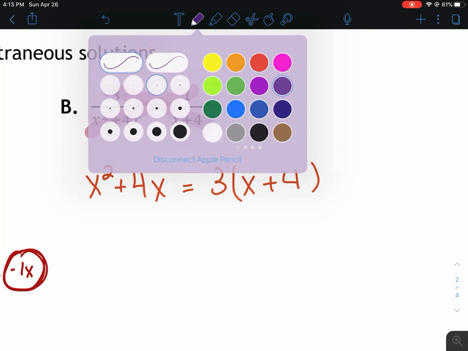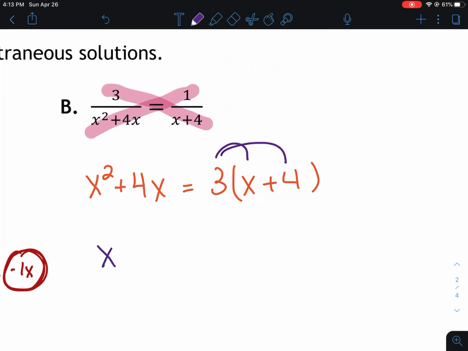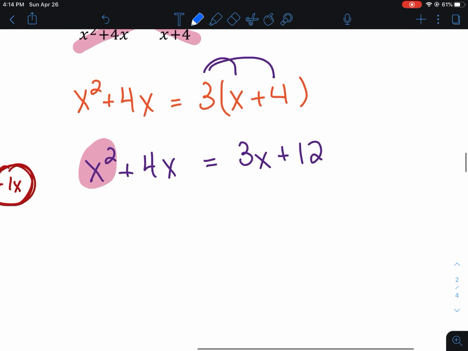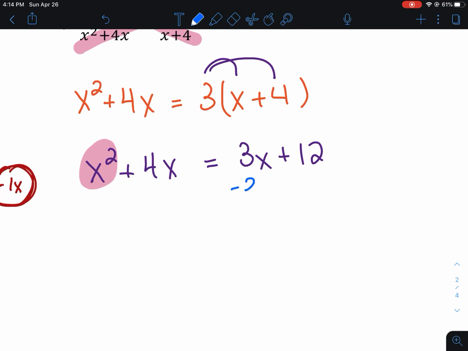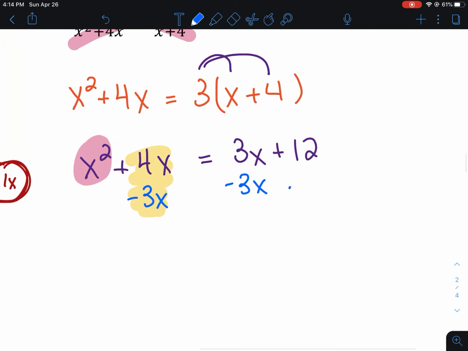Okay, so I'm going to go ahead and distribute. I get x squared plus 4x equals 3x plus 12. Now, since the x squared is on the left, that's where I want everything to be. So I'm going to move everything else to that side. So I'm going to move the 3x, and when I move that, it's going to combine with the 4x because those are like terms. I'm going to subtract the 12, but that doesn't have anything to combine with, so it's going to be by itself.